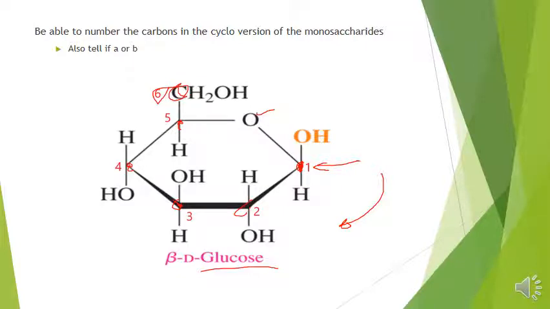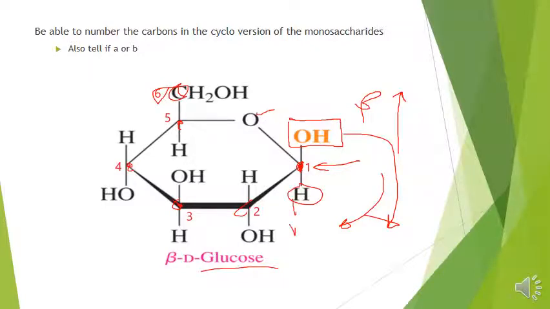The second thing you need to know about this structure is this OH, only this OH. If it's pointing up, it's called beta. If this OH was pointing down, like right here, then it would be alpha. So you have to know how to number each carbon in a ring structure and tell me if it's alpha or beta.